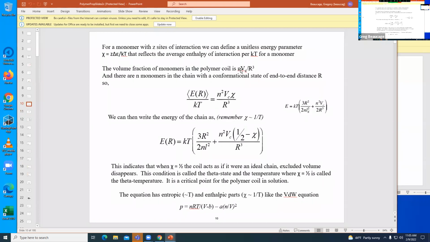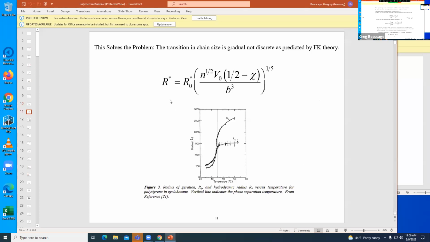And then this also defines the theta temperature. So chi varies with temperature. You can find a temperature where chi is 1/2 for a polymer solution. Then there's no enthalpic interaction. It acts like a Gaussian chain. So all of a sudden you have this magic point that defines the temperature where you have the Gaussian chain. And then above that you have interactions. They increase because you have this chi that changes with temperature. So the whole thing falls together pretty nicely.